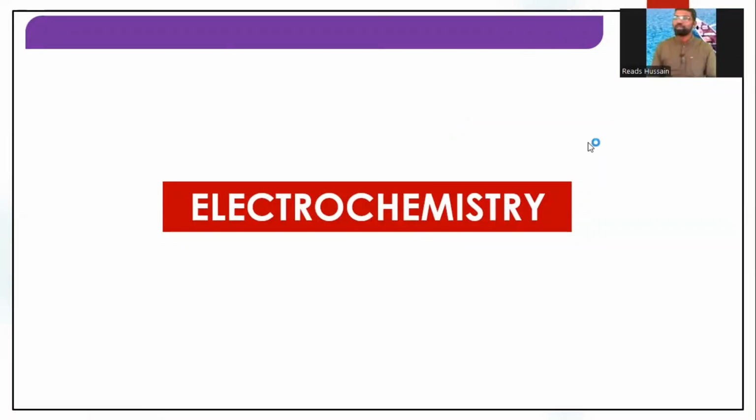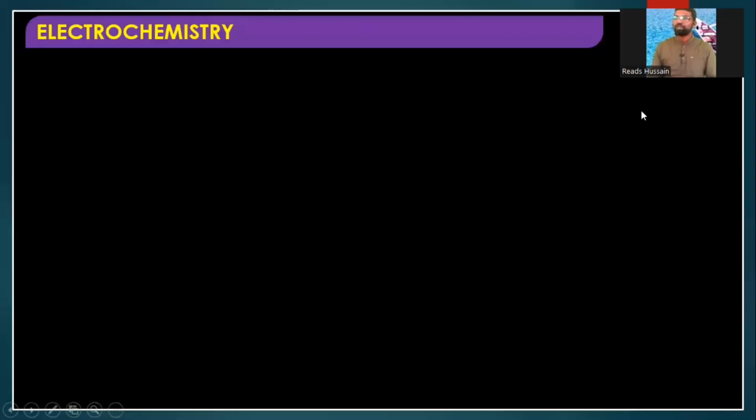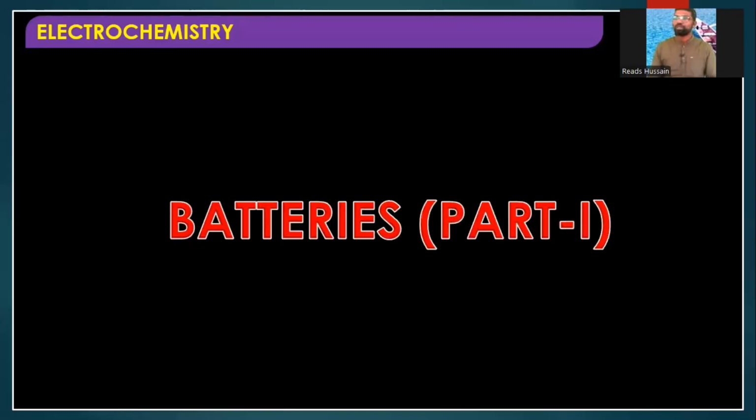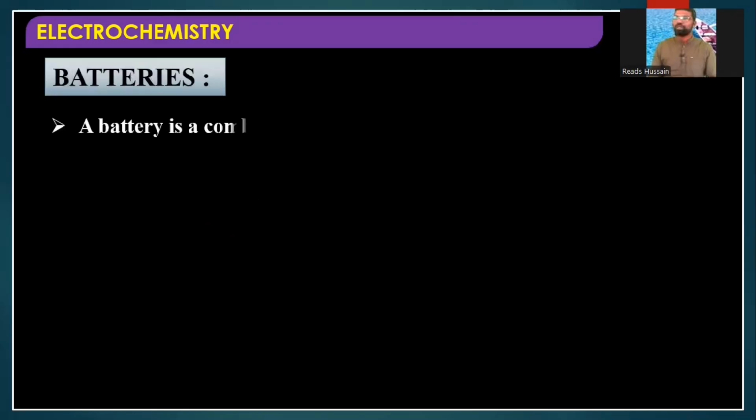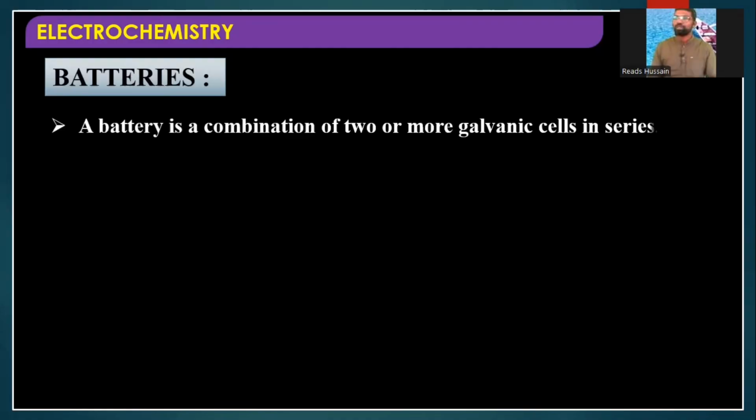Today's class we are going to discuss batteries. Here we will have two types of batteries: primary and secondary batteries. We are going to discuss what primary batteries are, their examples, as well as what secondary batteries are and their examples.